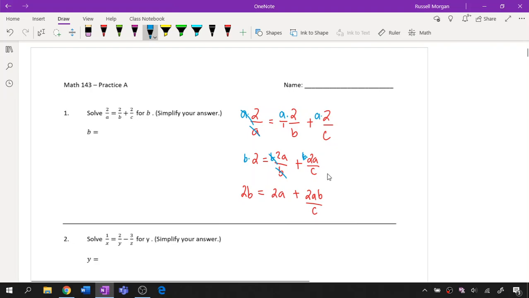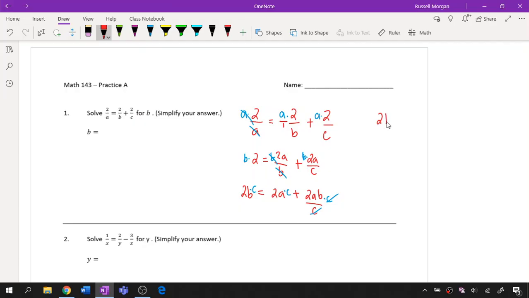I'm going to do it one more time, and get rid of the c now. So I'm going to times this one by c, this one by c, and this one by c. Everything gets multiplied by c. These cancel. That was the whole point of it. With those gone, it pretty much looks good. Let me rewrite it though.